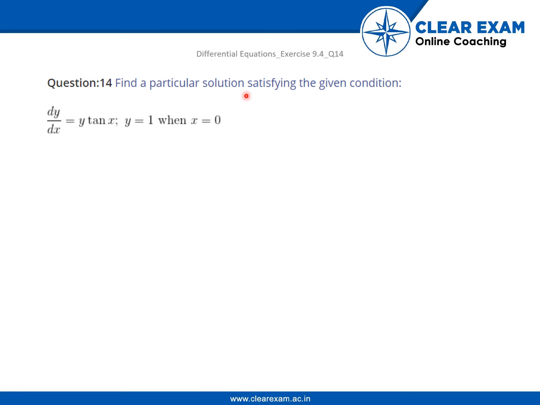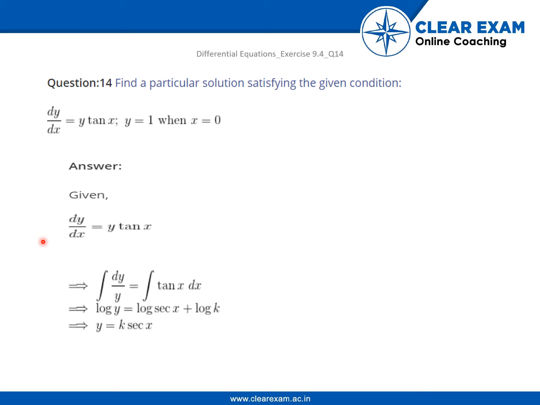Find a particular solution satisfying the given condition. dy/dx = y tan x, y = 1 and x = 0. So now we have dy/dx = y tan x. Simply we put dx on the right hand side and y on the left hand side.